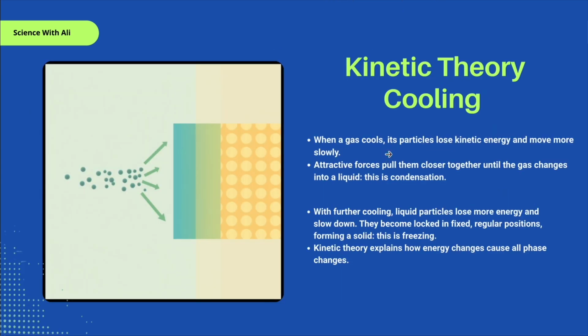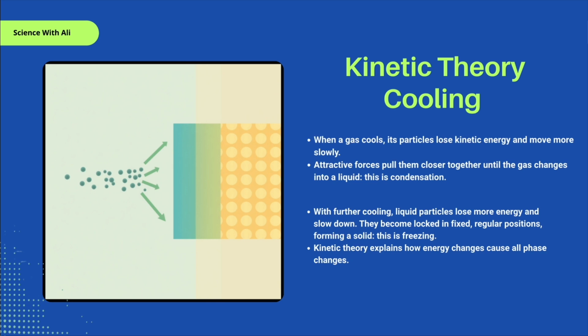Now the exact reverse happens when we cool things down. By removing heat, we are stealing the particles' kinetic energy. Now gas particles slow down so much that attractive forces grab hold of them, condensing them back into a liquid and then further into a solid. Now cool that liquid further, you will get the solid, right?